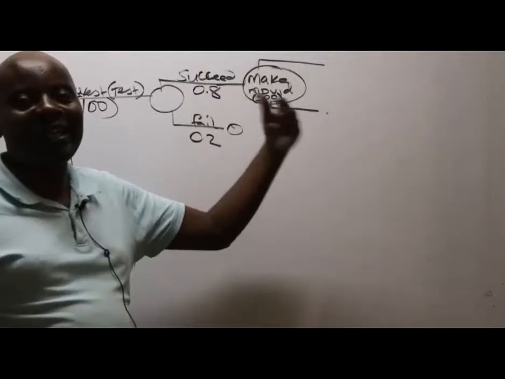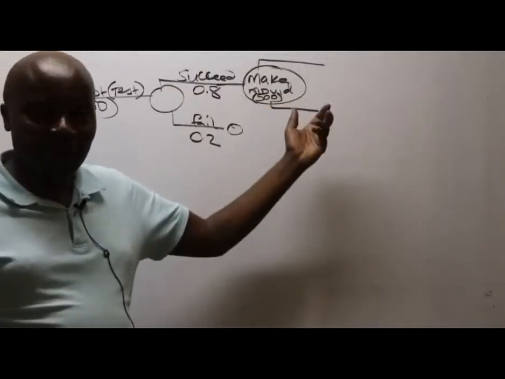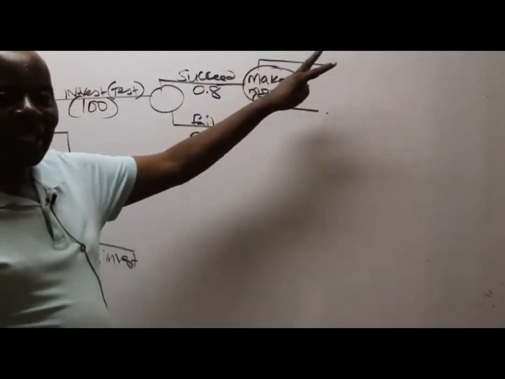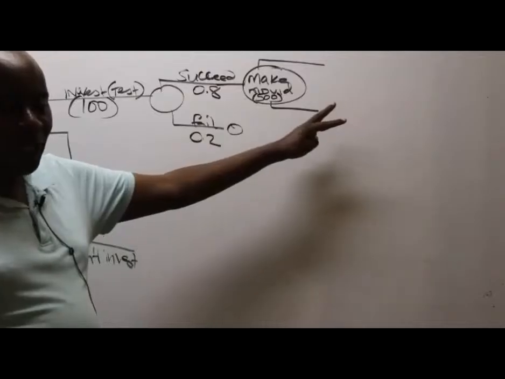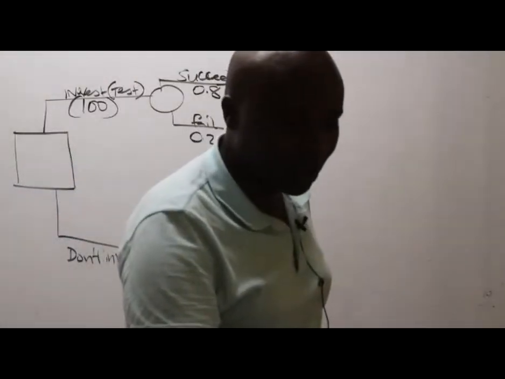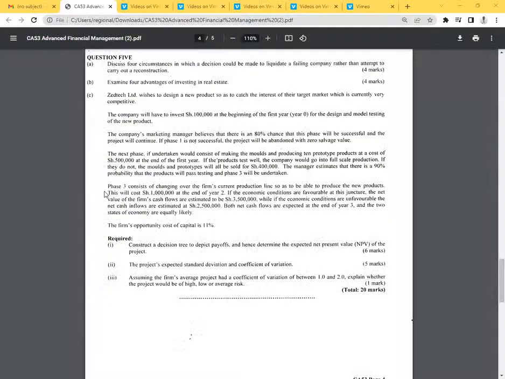Can somebody try? Why do you think I am capturing this in the form of a circle? It's because the events which are coming after it are probabilistic. They are slippery. So what have they told us, ladies and gentlemen? What they've told us in the question is this: that the next phase, if undertaken, would consist of making the molds and the prototype, producing 10 prototype products at a cost of 500 at the end of the first year.